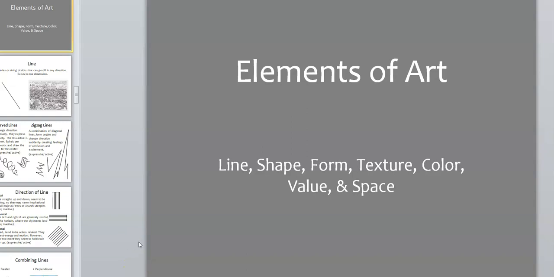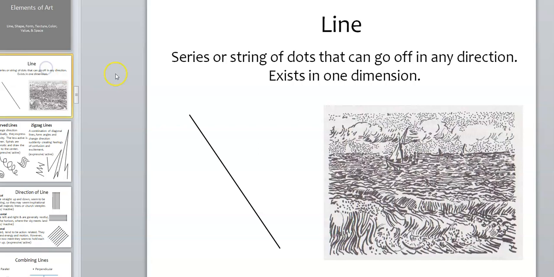Okay, so we are going to start off by talking about the element of art called line. This is one of the most basic building blocks for all art projects. It is a series or string of dots that can go off in any direction. It has one dimension, which is length. You can see there's an example of a line here, and there's also an artwork created entirely by a variety of lines, and also dots in the sky, but lines.